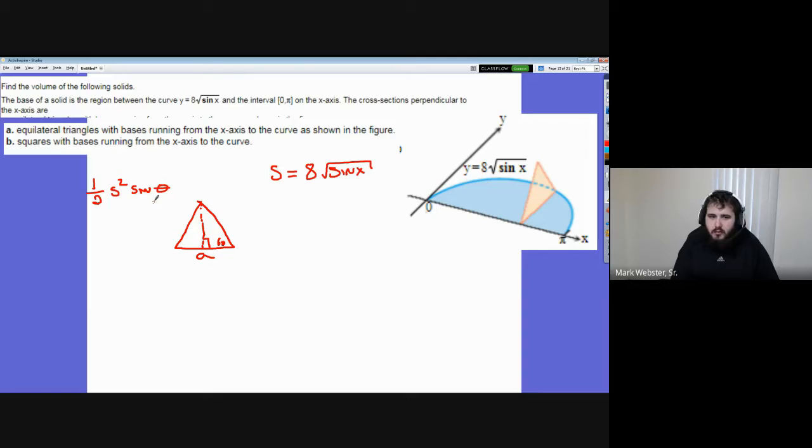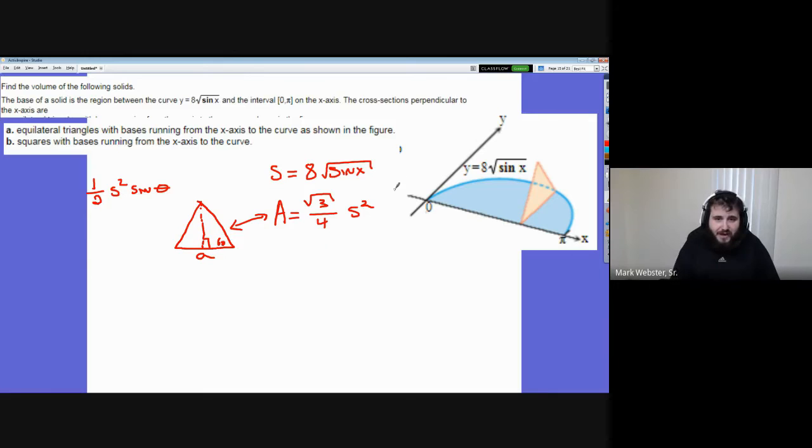So radical 3 over 2 for sine. So we've got what this is. The area is radical 3 over 4 times side squared. This is something that you could memorize. I remember in high school I had to memorize this at some point for an equilateral triangle. This is only for an equilateral triangle.